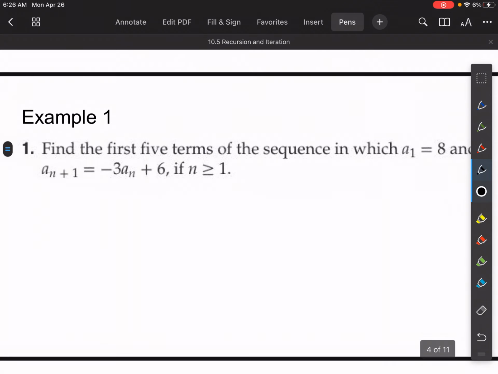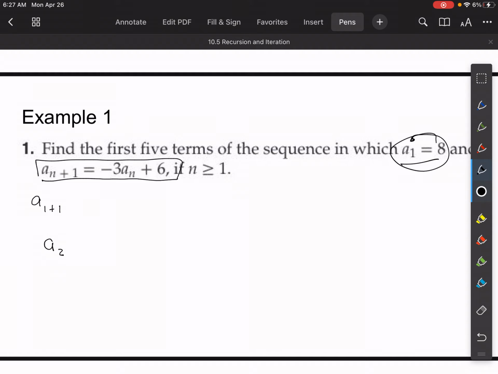So example 1 says find the first 5 terms of the sequence in which a sub 1 is 8 and a sub n plus 1 is equal to negative 3 times a sub n plus 6. Okay, so what this is saying is if you wanted to find the first 5 terms of the sequence, we're just going to plug in 1, 2, 3, 4, and 5. Okay, so if you plug in a 1 here, notice what happens. You get a sub 1 plus 1. That means that if you plug a 1 in, we're actually looking at the second term because we already have the first one. Okay, is equal to negative 3 a sub 1.